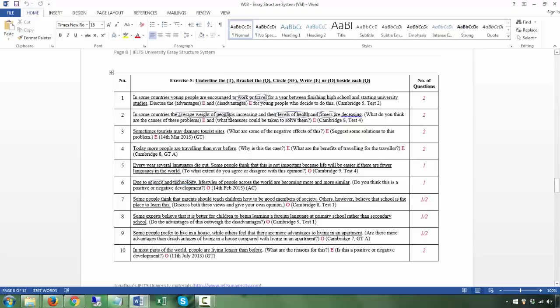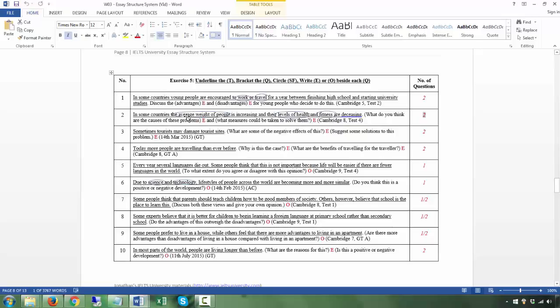In some countries, the average weight of people is increasing and their levels of health and fitness are decreasing. So that will be the T. For the Q, what do you think are the causes of these problems and what measures could be taken to solve them? All right, so basically you have 2 questions, and in terms of the questions, are they E or O? Both of them are expository. There's no position to be taken. Then we go to the circle, the SF, the special features, right?